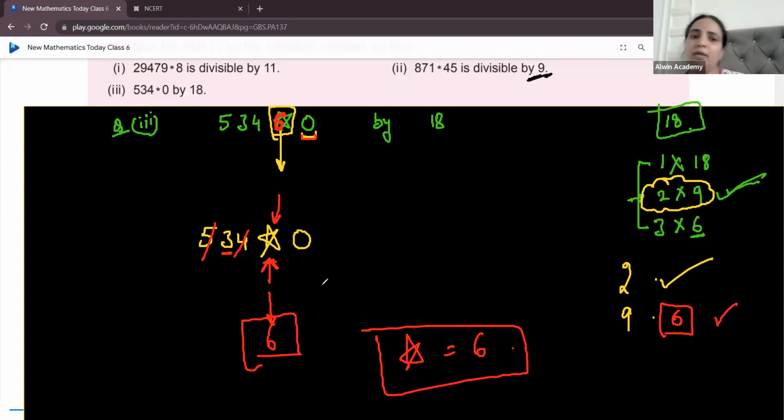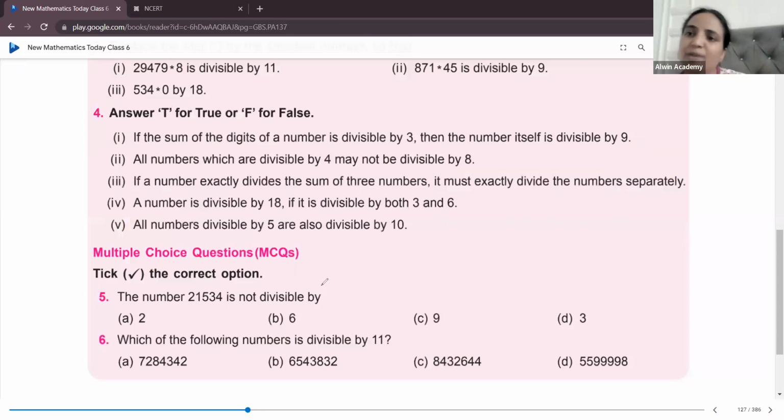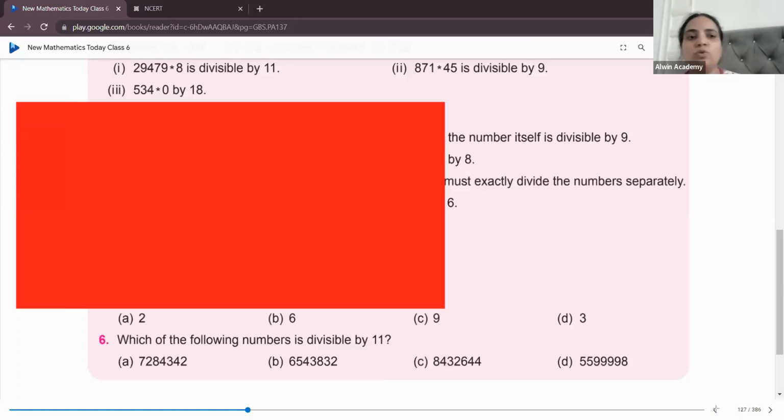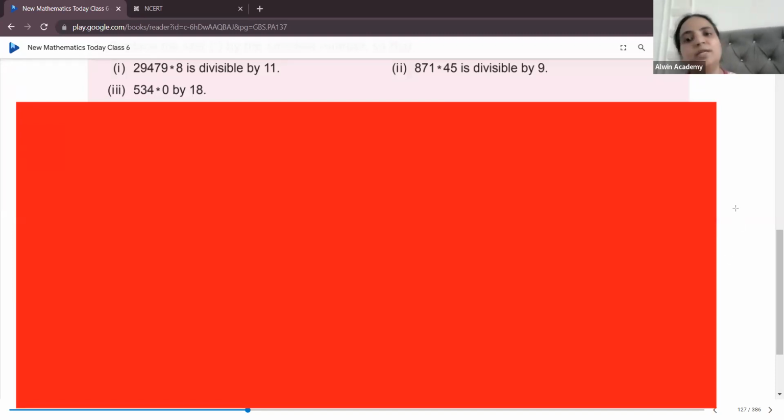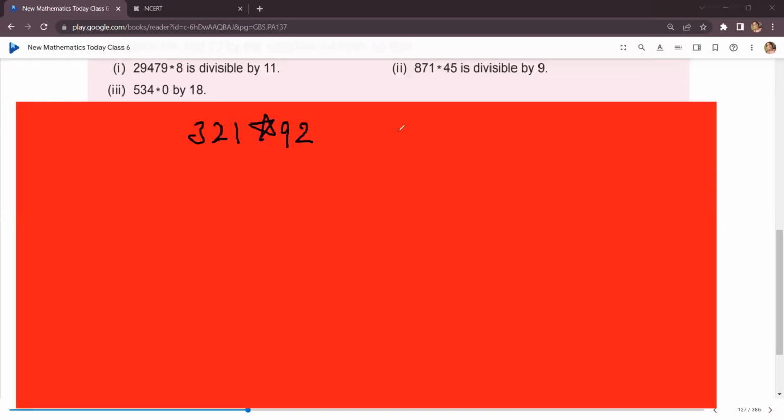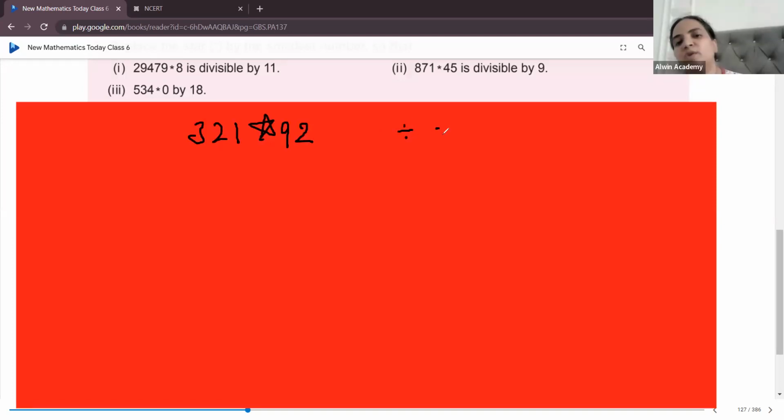So you people can complete those questions after watching the video once again. Revise the concept and complete those questions as your classwork later. Okay? Chalo. Now I'm giving you 3 more questions, and one by one you will explain that question to me on screen to check if you have understood the concept or not. So I'm giving you number 3, 2, 1, star 9, 2, and I'm asking you to make this divisible by 3.